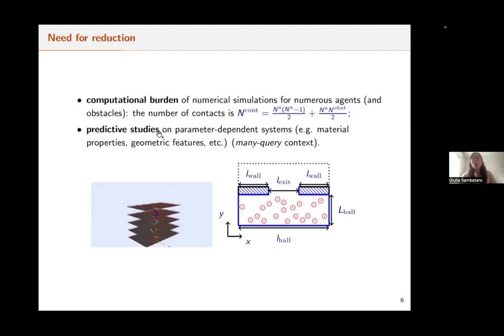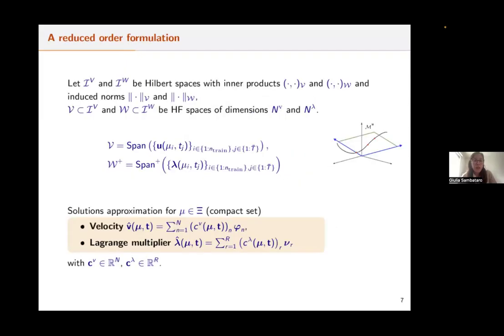It means we have a setting with varying parameters representing, for example, geometric features or material properties. And so we would be obliged to solve this problem many times. For the model reduction, I'm introducing here the Galerkin projection-based model reduction.